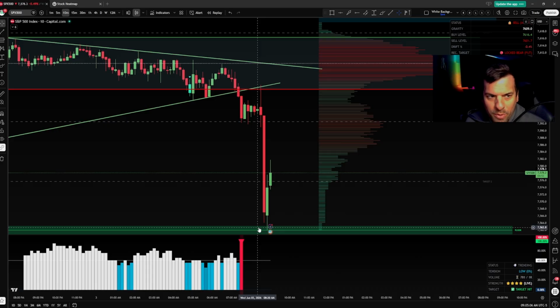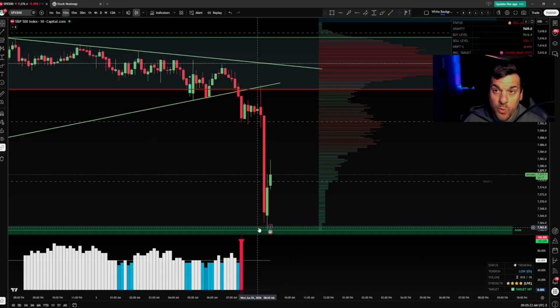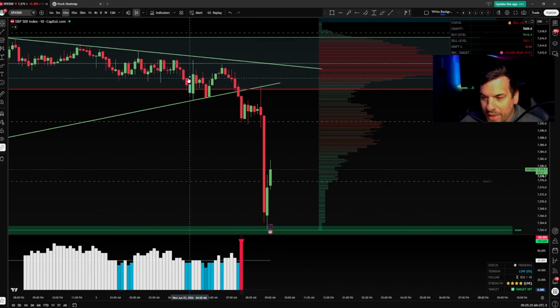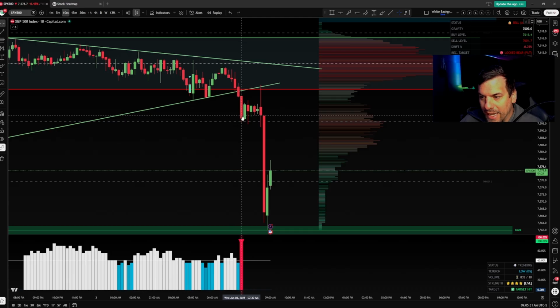Honestly, with these systems, I like doing anywhere from 30 minutes to an hour time frames. But for this particular use case, since we are scalping, since we're trying to find scalps in the market, we are going for that combination of 1 and 2.